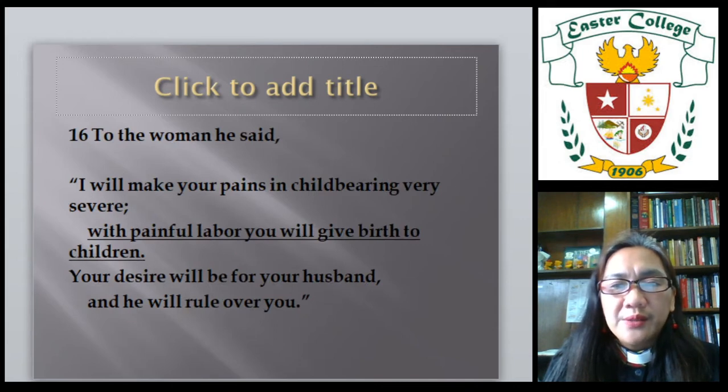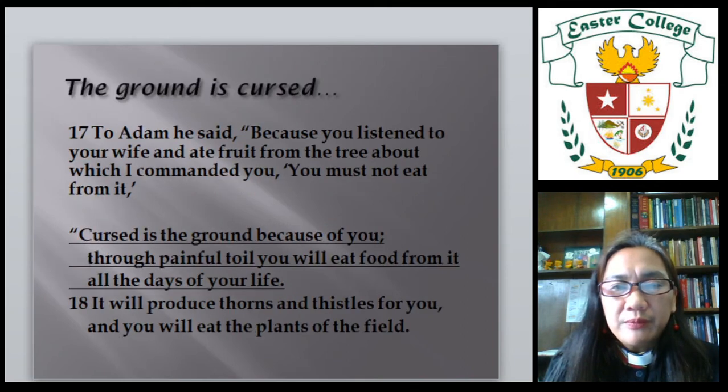To the woman he said, "I will make your pains in childbearing very severe. With painful labor you will give birth to children. Your desire will be for your husband, and he will rule over you."